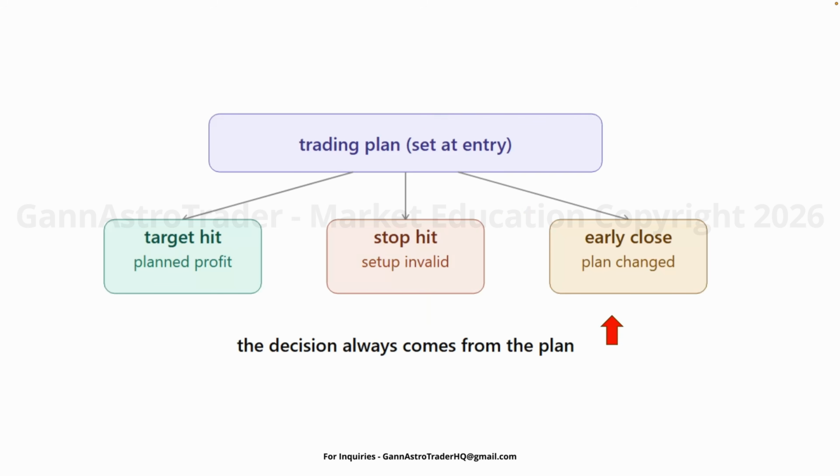Finally, we need to remember that an exit is part of the trade from the very beginning. Whether price reaches our target, invalidates the setup, or gives us a reason to close early, the decision should come from the trading plan. Good trade management is not about predicting every move. It is about controlling risk, protecting capital, and allowing the probability behind the setup to play out.